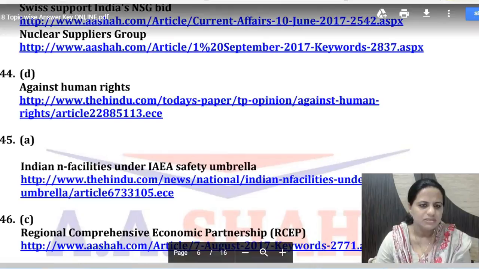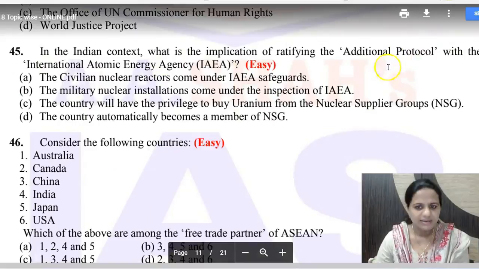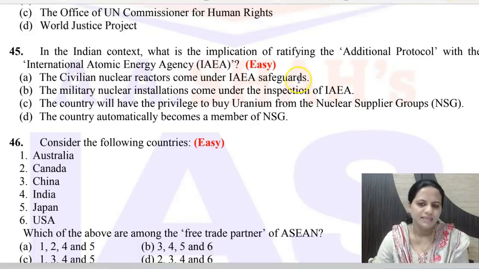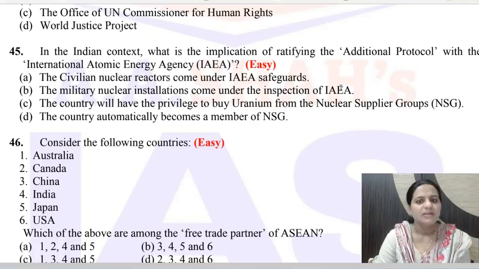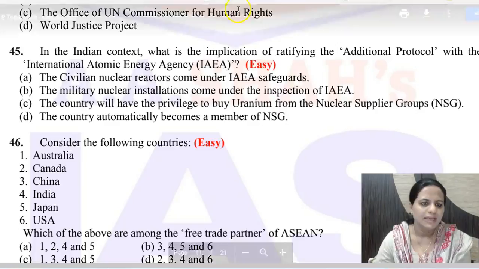Then next is, in the Indian context, what is the implication of ratifying the additional protocol with IAEA? So we have signed and ratified the additional protocol with IAEA. So the civilian nuclear reactors come under IAEA safeguards. This is actually old current affairs, old information regarding India's nuclear deal with the US, after which we have come under IAEA purview too, and we have segregated our civilian nuclear reactors. So option A is correct here.